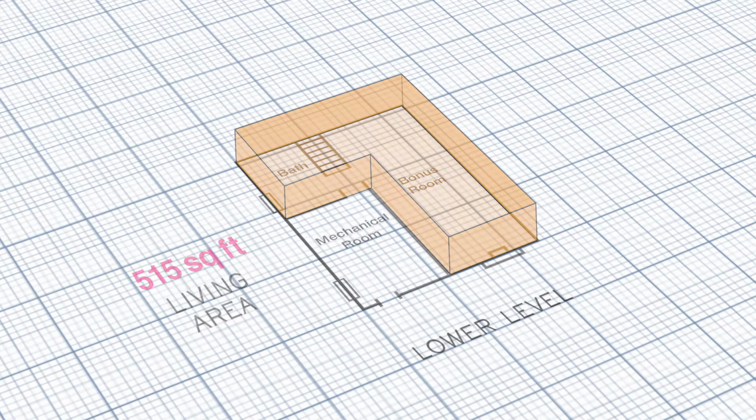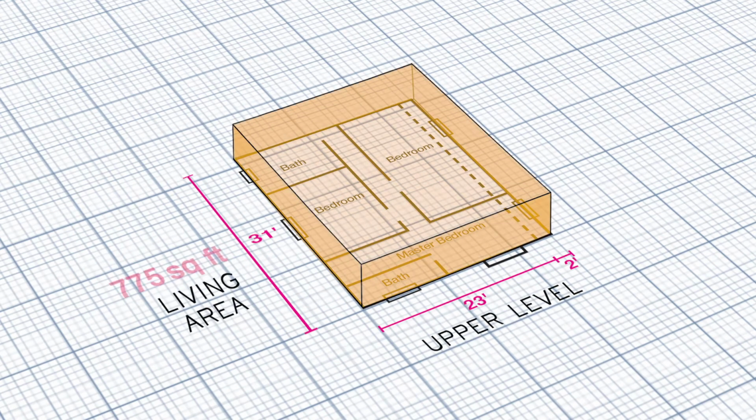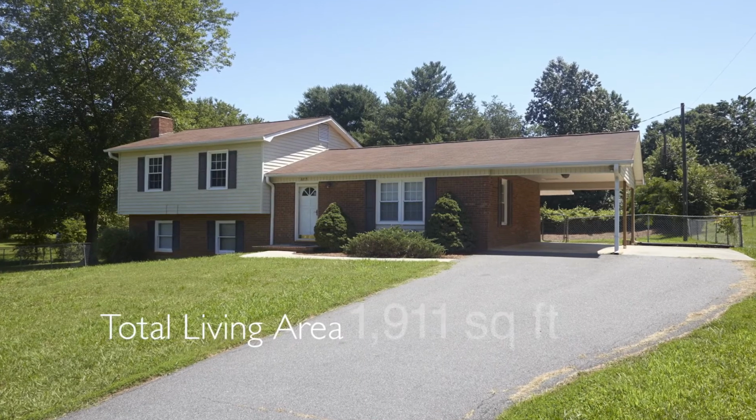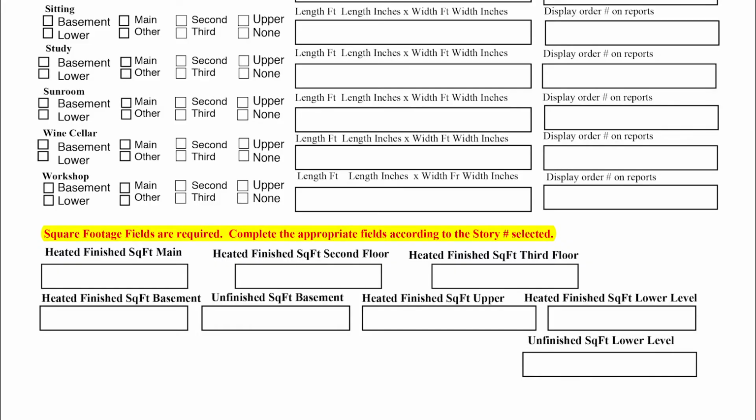The upper level, including its 2-foot overhang, was 31 feet by 25 feet, yielding 775 square feet of living area. All combined, the living area of this split-level home is 1,911 square feet. Within the listing details for the home, the main level, upper level, and lower level are broken out separately, as can be seen here. There is also a field or box for including the unfinished square footage within the lower level.